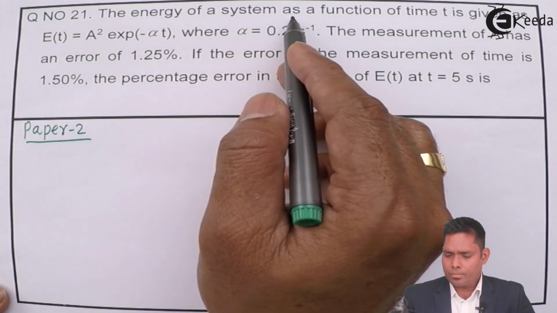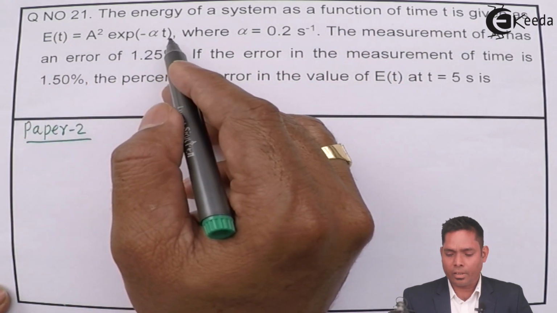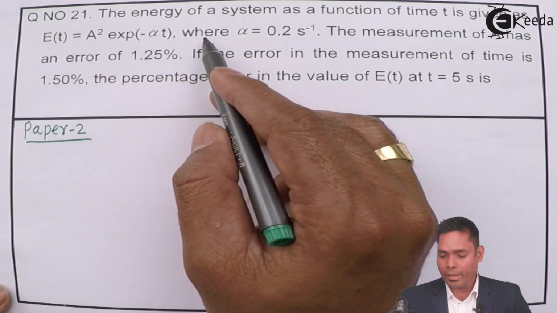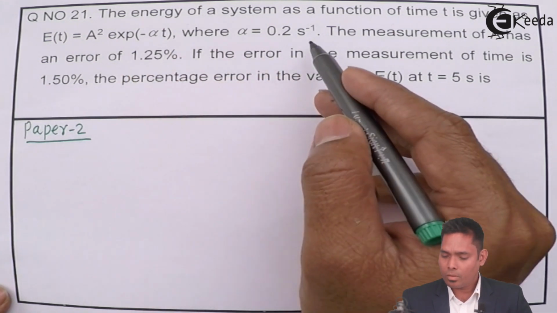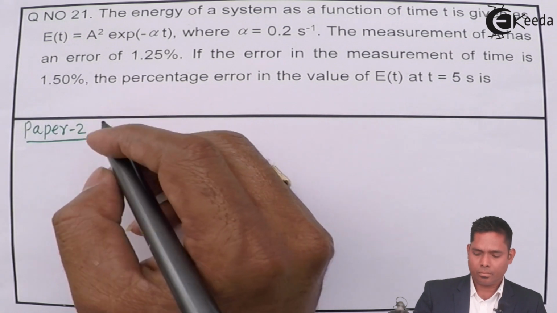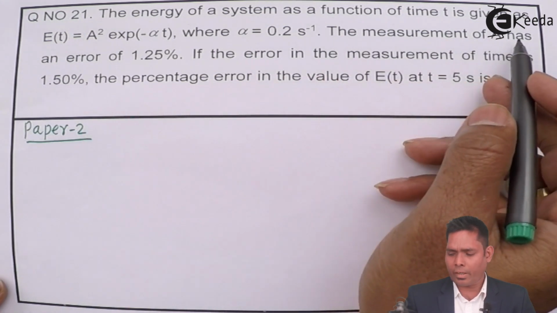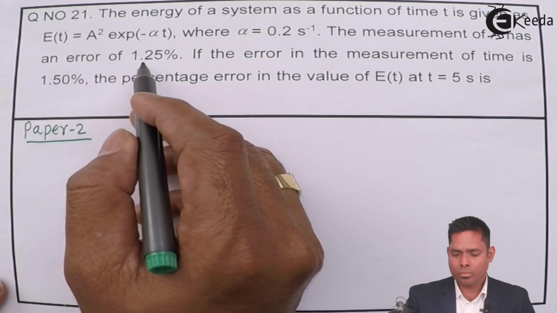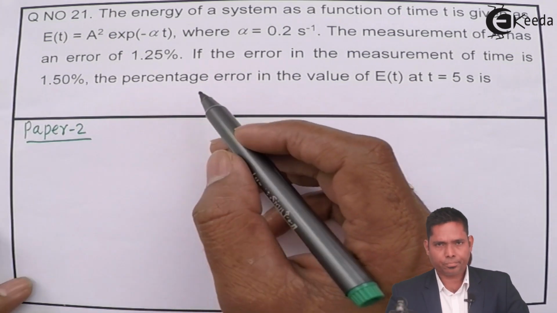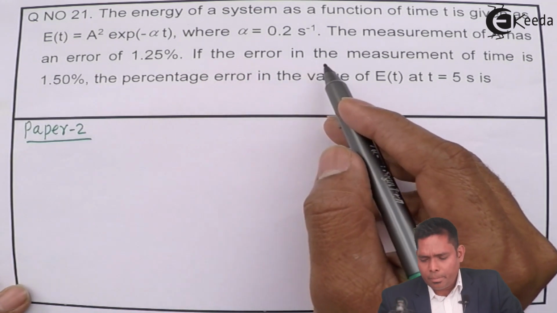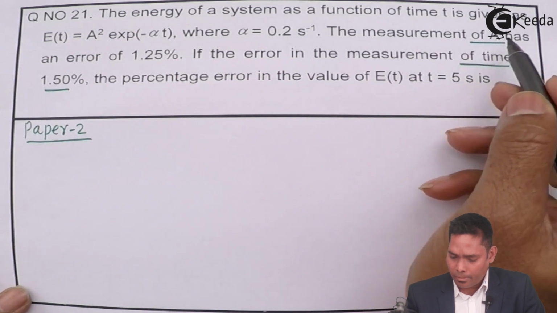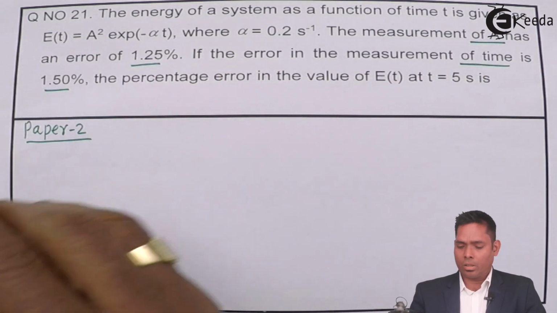The energy of a system as a function of time is given by this. Energy of a system is given by this, with time as the variable, and where alpha is this. The measurement of A has an error of 1.25%. The error in the measurement of time is this, and this is the error in A. This is the percentage error given.